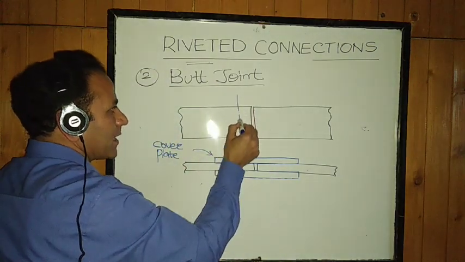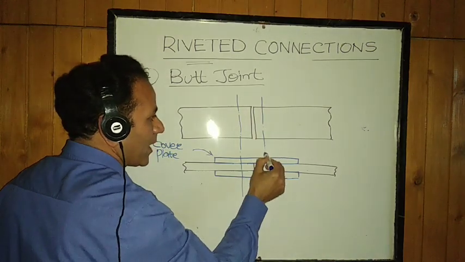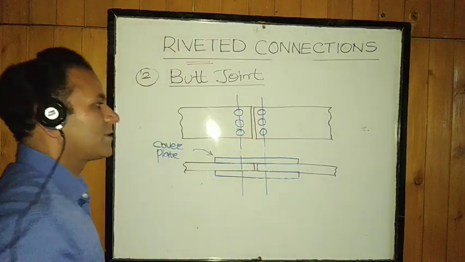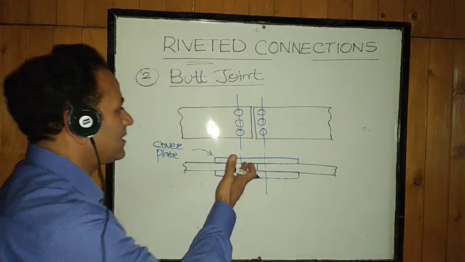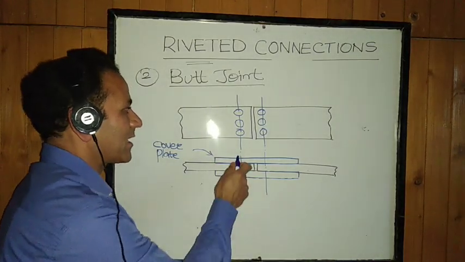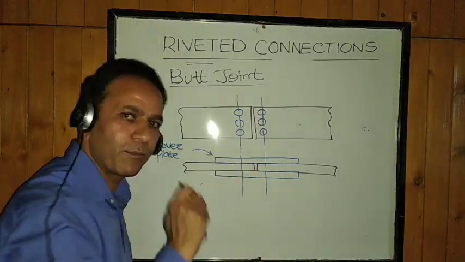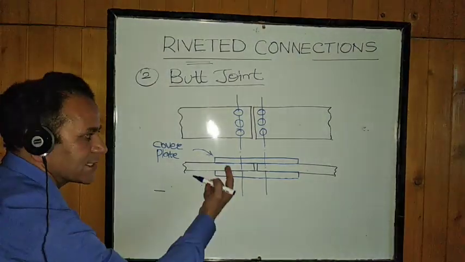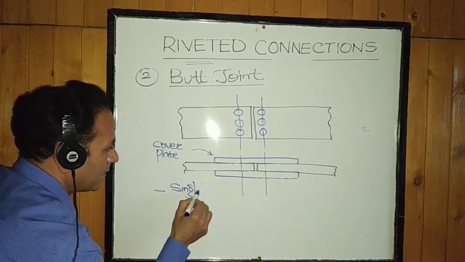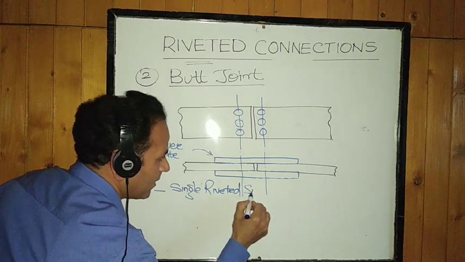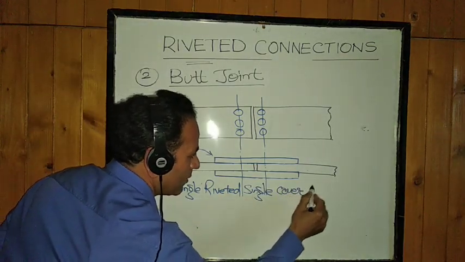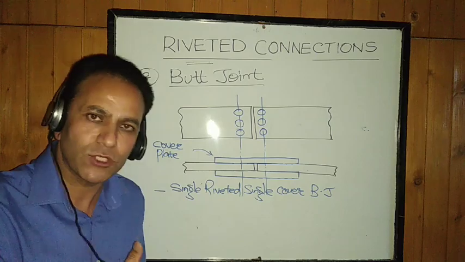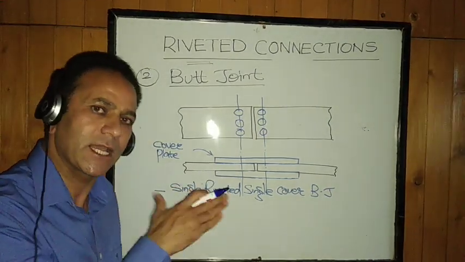Then, depending upon our design, how many rivets are required, we decide the pattern of rivets. Say I am providing rivets along this line on both sides, in both the plates. So this will be a single rivet line. This will be categorized as a single rivet line, not double, because there is only one rivet line in one plate. And how many cover plates are we providing? If I am providing a single cover plate, this will be known as a single riveted, single cover butt joint. If there is only one cover plate and only a single rivet line in each of the plates, it will be categorized as a single riveted, single cover butt joint.